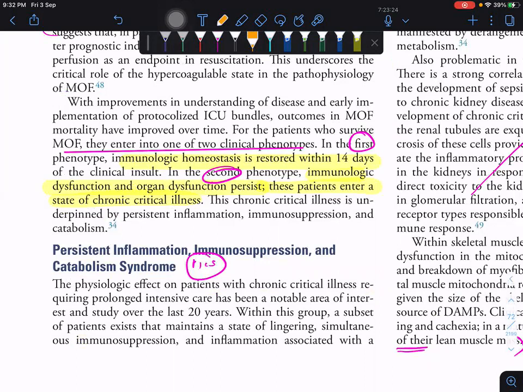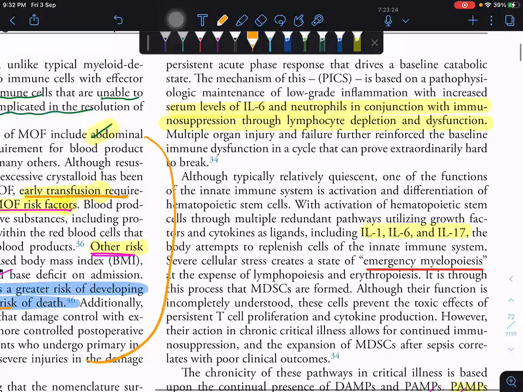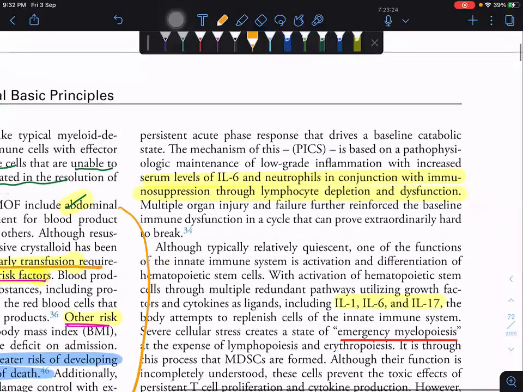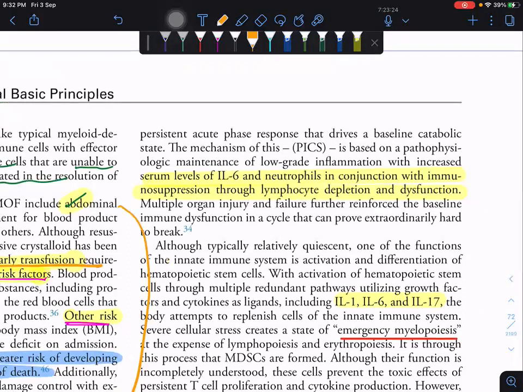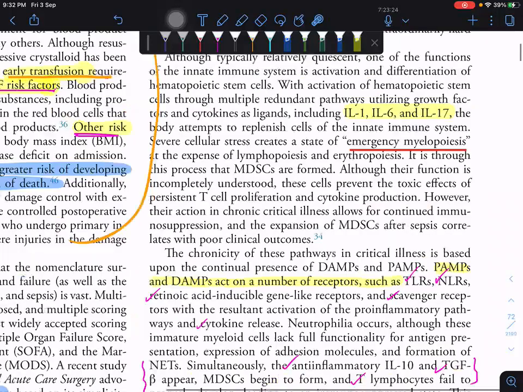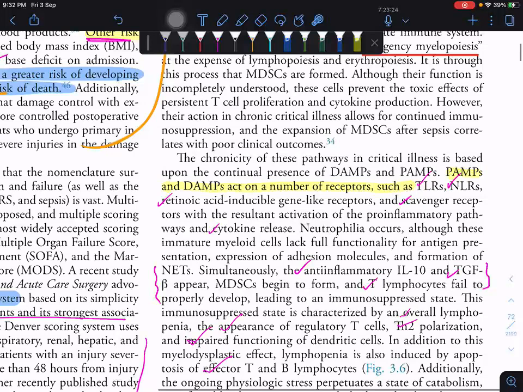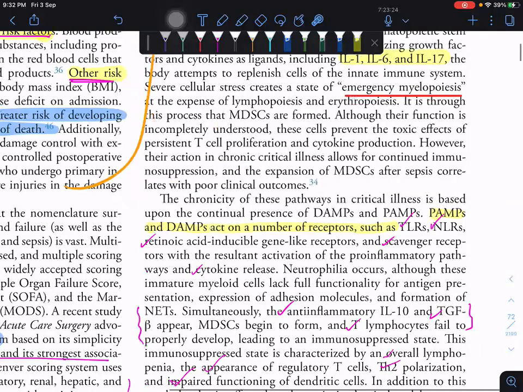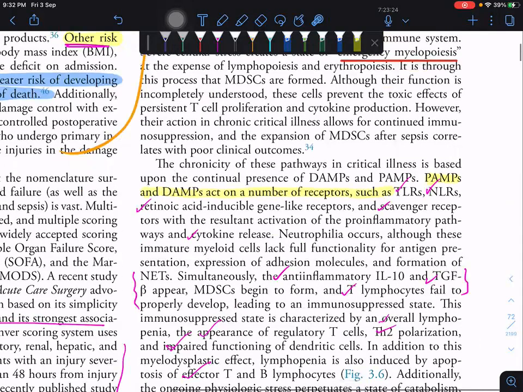PICS is persistent inflammation, immunosuppression, catabolism syndrome. The mechanism is based on pathophysiological maintenance of low-grade inflammation with increased serum levels of IL-6 and neutrophils, in conjugation with immunosuppression through lymphocyte depletion and dysfunction. So the main cytokines involved are IL-6 and IL-17.